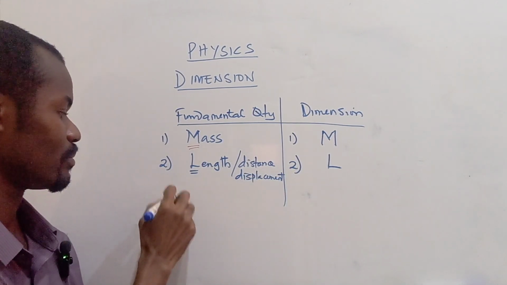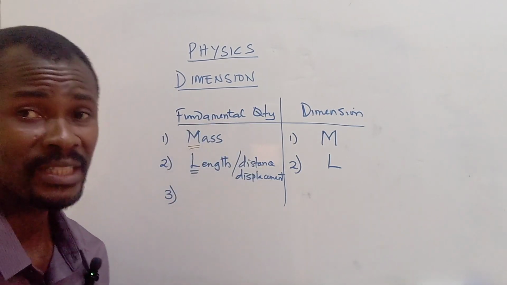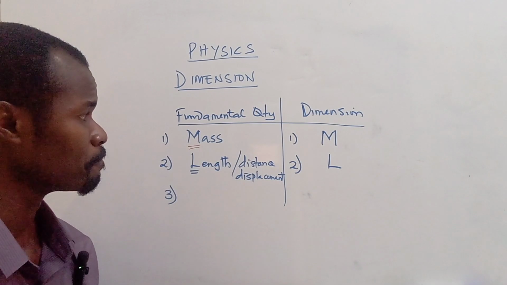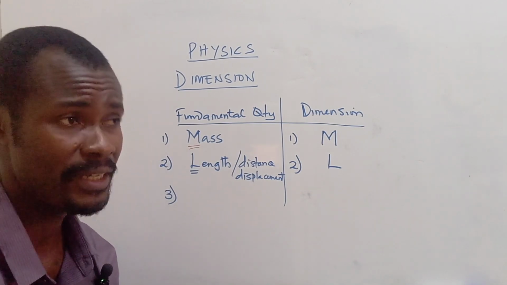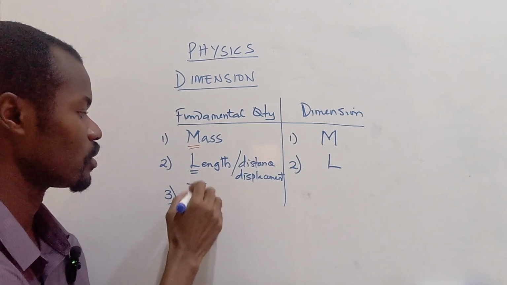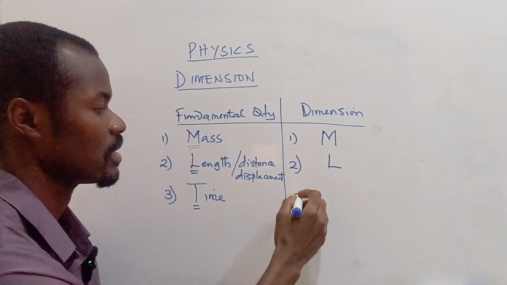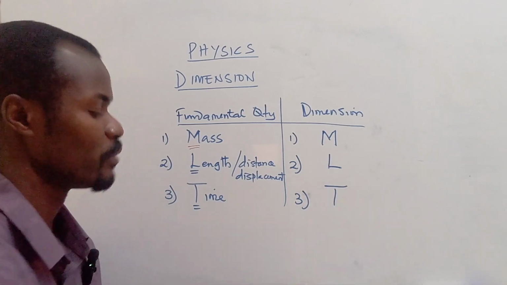Now the next most important or the third most important fundamental quantity, any object that its units are measured in terms of this quantity, which we call time. Okay. So we use T to represent it.